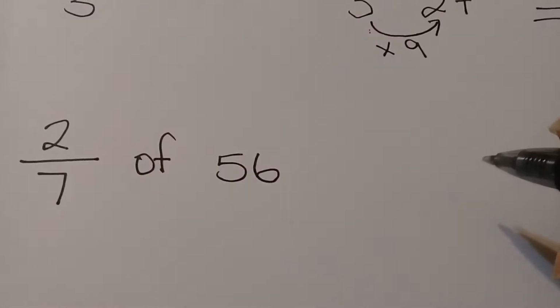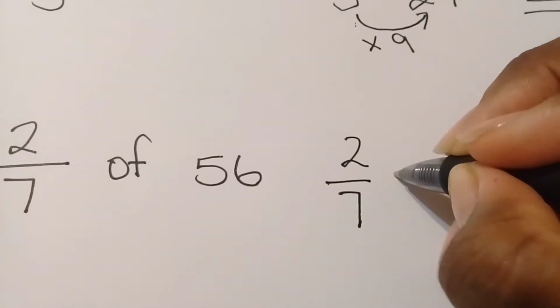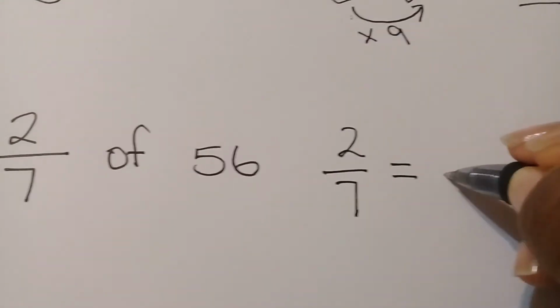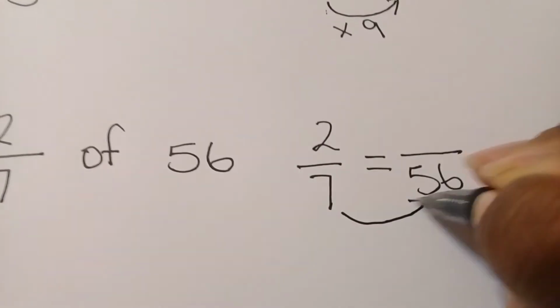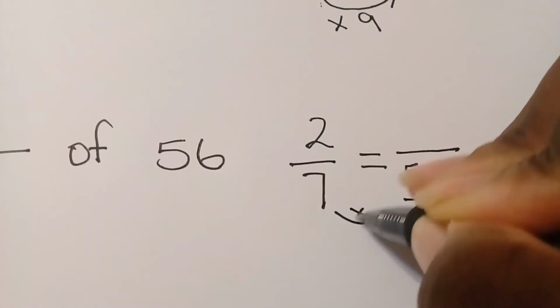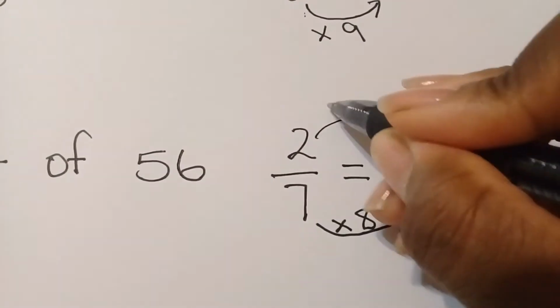Let's try another one. 2/7 of 56. Well, same strategy. 2/7, but instead I want my denominator to be 56. How do I get from 7 to 56? Well, if I know my times tables, which I should, multiply by 8. So I need to do the same thing to the top.